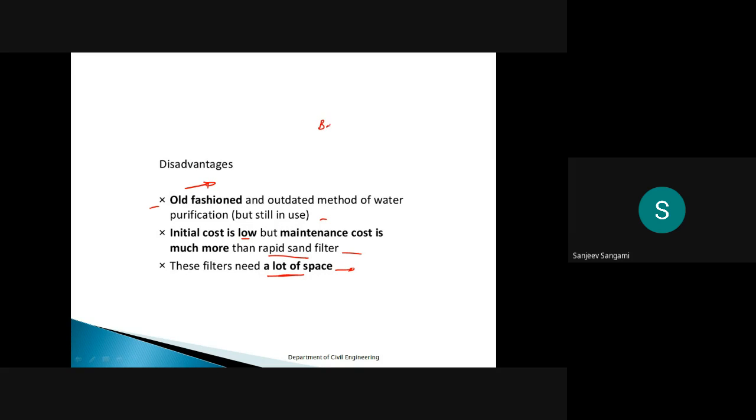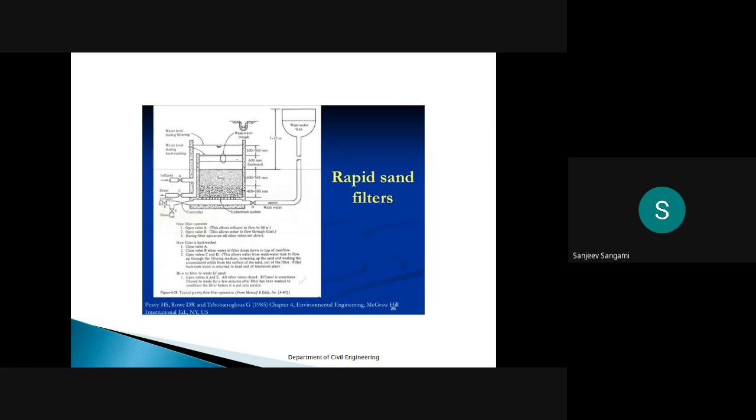When the bacteria are more, normally this is preferred, but after this we have a disinfection unit. In this disinfection unit, we are going to remove the bacteria, so normally the slow sand filtration process is avoided, because after this we are providing the disinfection unit. There we are definitely going to remove the pathogens up to 99%.